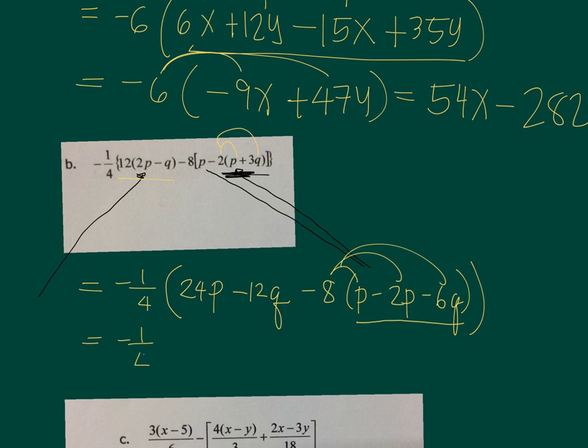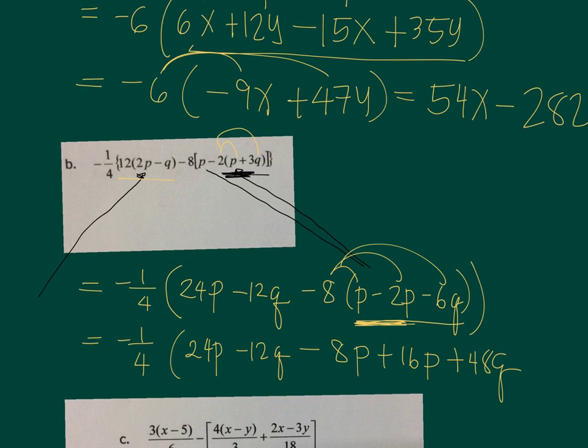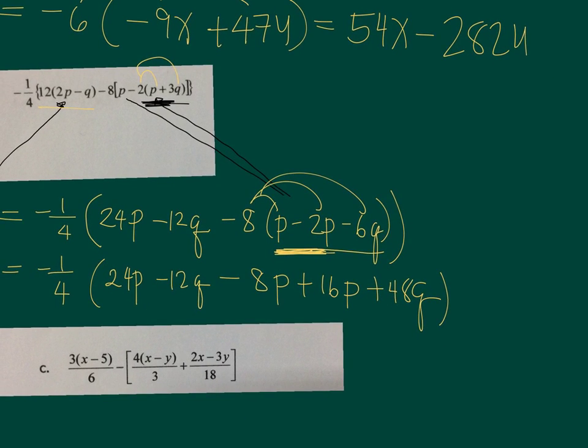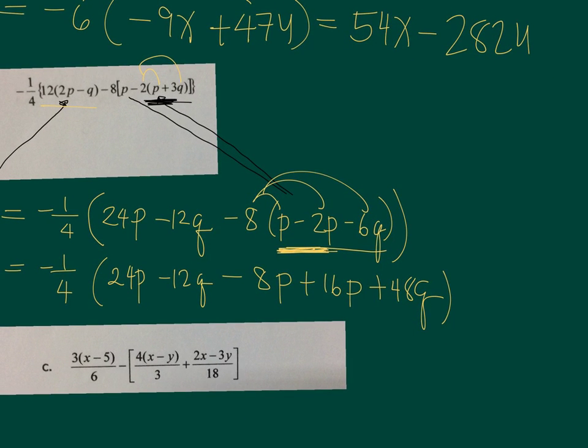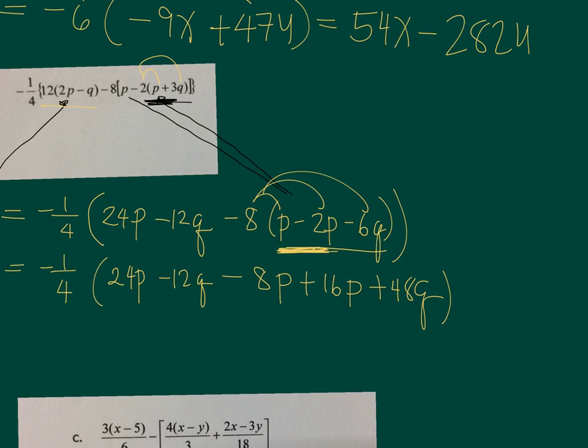So we can still have negative 1/4. Just copy 24p, then minus 12q. This becomes 8p plus 16p, and then plus 48q. By the way, if you have decided to simplify this before we distributed the 8, that's also okay, or it's also correct. Okay, so what do we have now? So negative 1/4 is still negative 1/4.